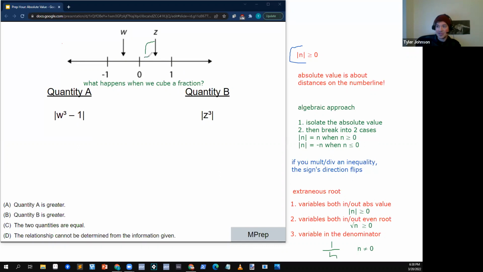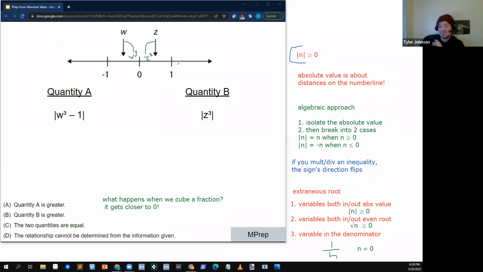right? That's z cubed, it will move in like that. If I cube a negative fraction, it actually increases. But what we can say sort of universally here is when we cube a fraction, it gets closer to 0. So whether it's positive or negative, it's going to move in on that number line towards that 0 point in the center.